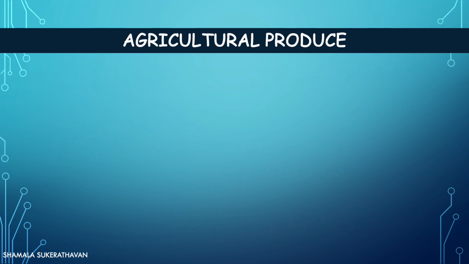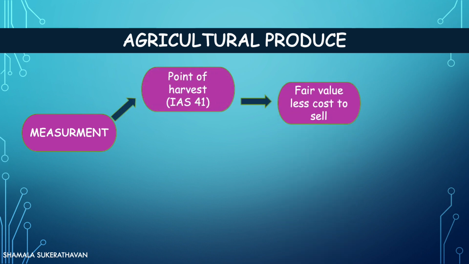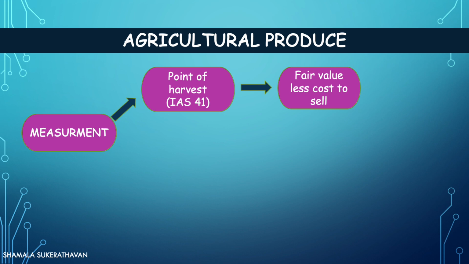Question: how should agricultural produce be measured? At the point of harvest, agricultural produce falls within the scope of IAS 41 and shall be measured at fair value less cost to sell. Gains or losses at the point of harvest are included in the profit or loss.